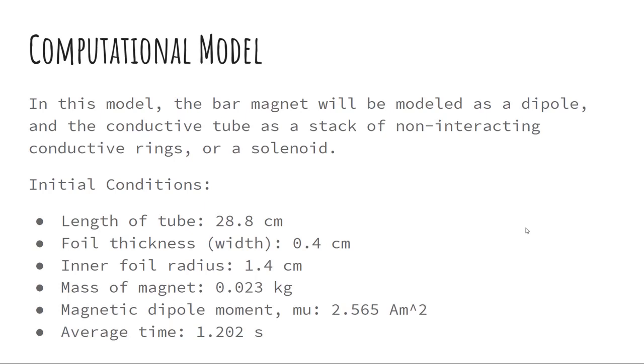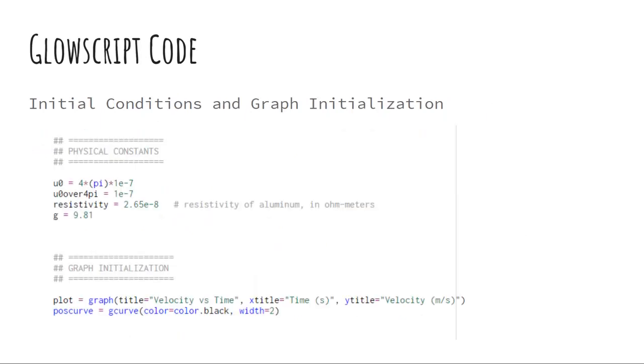I predicted that using the old number would most likely cause the magnet to move slower in the model because it would create a larger upwards force on the magnet. I was right with my prediction because when I used the old value, 5.691, it took 10.881 seconds for the magnet to fall in the model. The initial conditions given were the constants mu naught, resistivity of aluminum in ohm meters, and gravity.